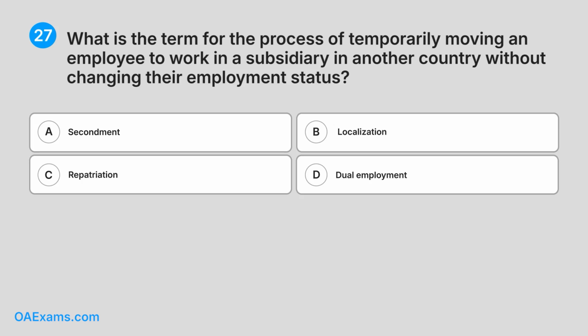27. What is the term for the process of temporarily moving an employee to work in a subsidiary in another country without changing their employment status? A. Secondment. B. Localization. C. Repatriation. D. Dual employment. What do you think is the answer?